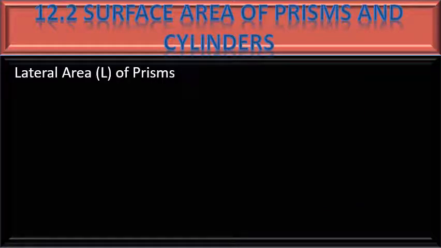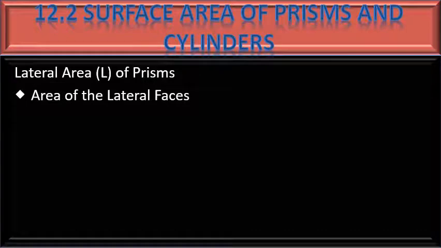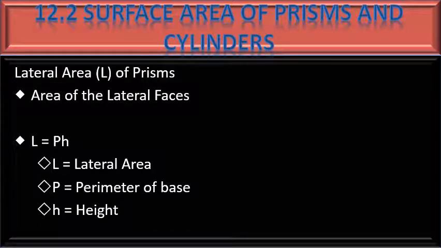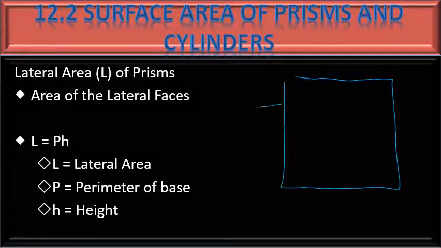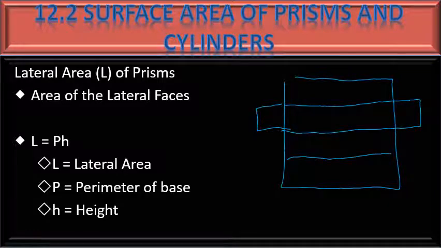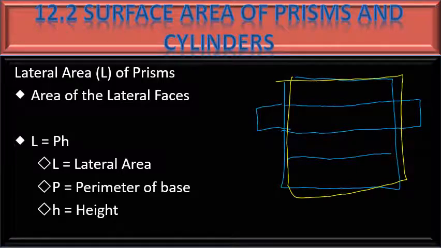The lateral area of a prism would be the area of the lateral faces. And that would be the perimeter of the base times the height. Just think about the net we drew at the beginning. Looks something like that. This is the lateral area. All right, that means this is the height of the prism.